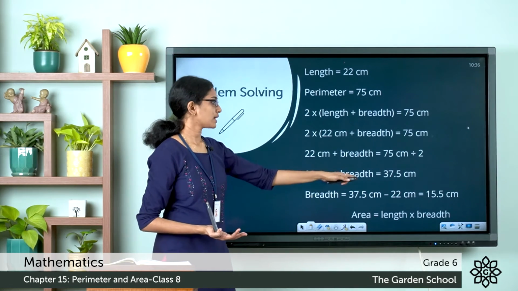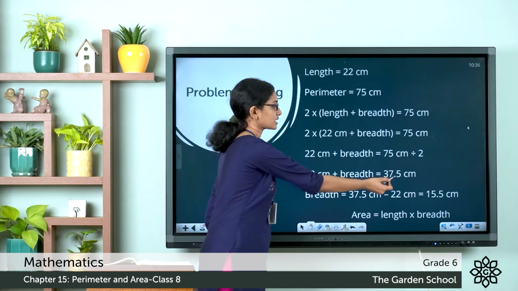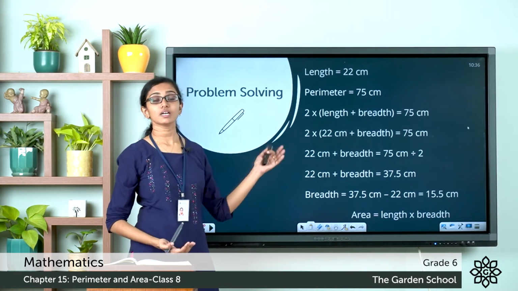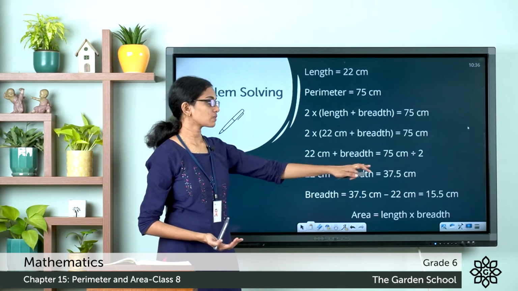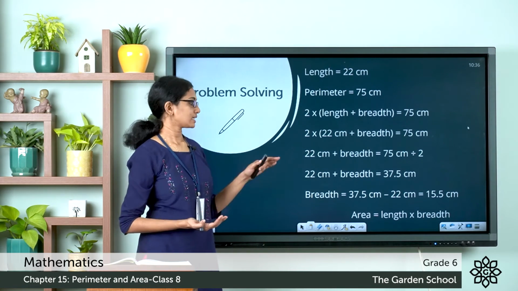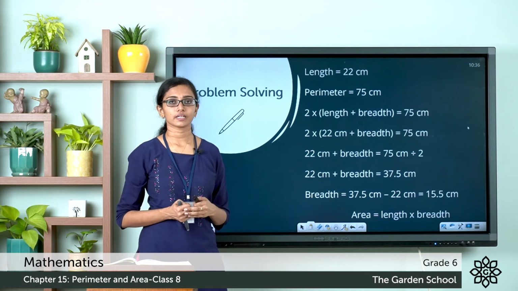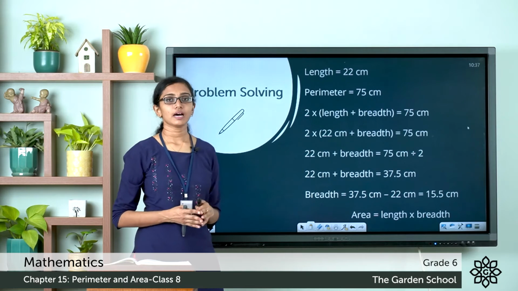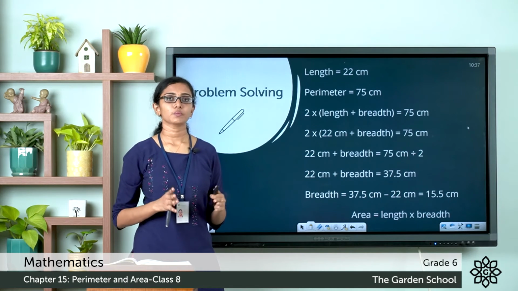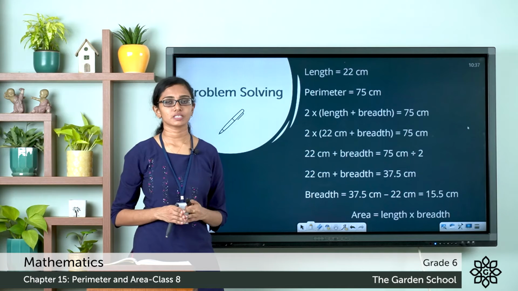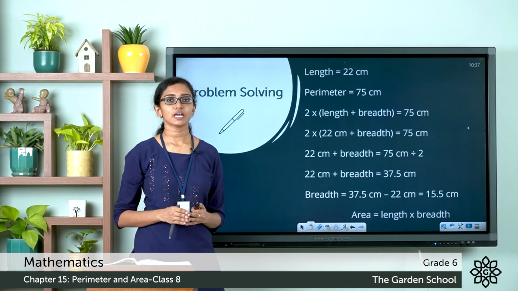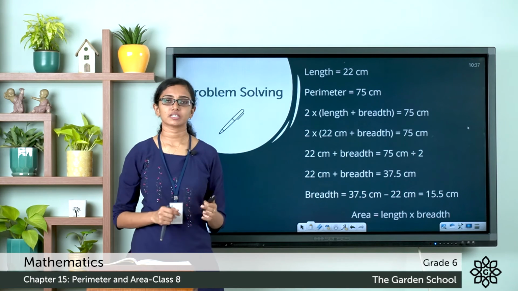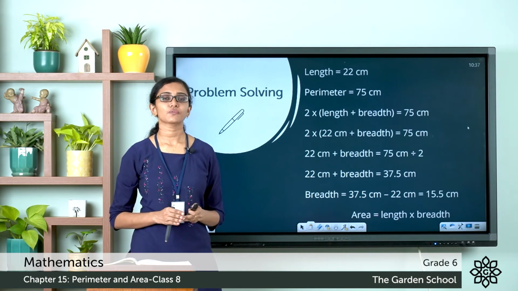Now the breadth will be equal to this 37.5 centimeter minus this 22 centimeter. We are taking it to the right hand side. The difference will give you 15.5 centimeter, and this is the breadth of this rectangle. So now we know the length and we know the breadth. Using the formula area is equal to length into breadth, we can now easily find out the area of this rectangle. You can find it out yourself. Please do draw a figure and work out this question in your notebook. Let's discuss the fourth question now.